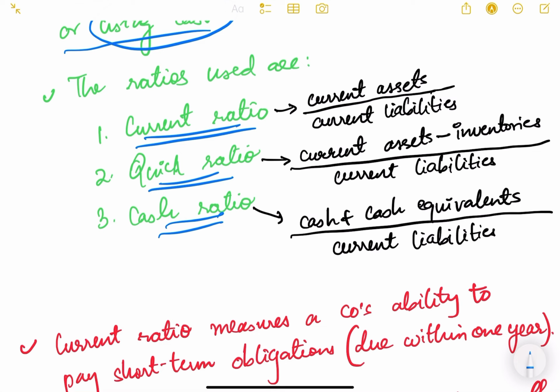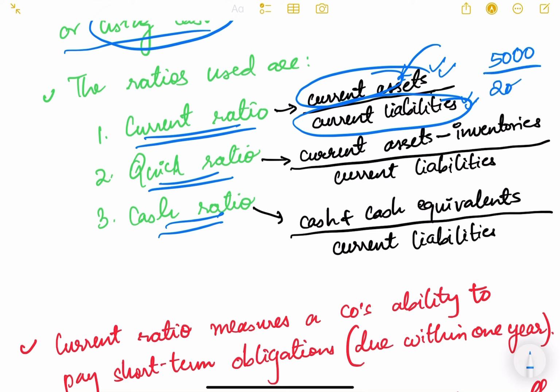Current ratio is basically current assets divided by current liabilities. We know what current assets are and what current liabilities are. Current assets are the assets which a company can liquidate within 1 year. Current liabilities are the liabilities which the company owes within 1 year. So if your current assets are 5,000 and your current liabilities are 2,000, your current ratio is 2.5. It means you have 2.5 times the current assets than your current liabilities, so you can pay the current liabilities 2.5 times from your current assets.